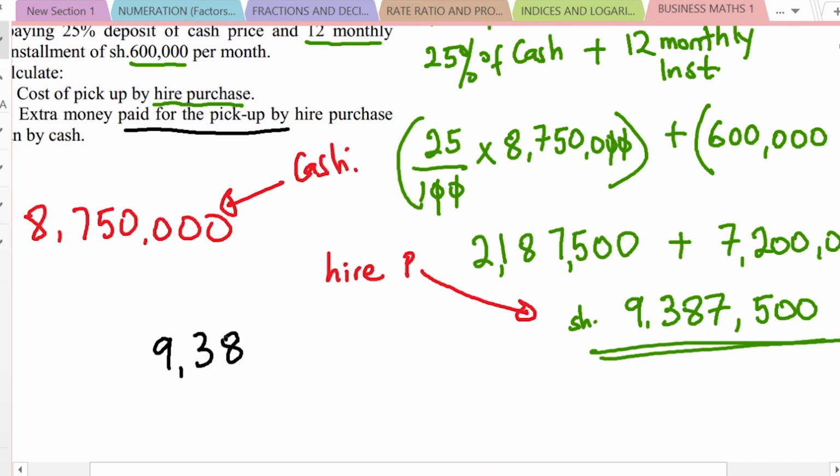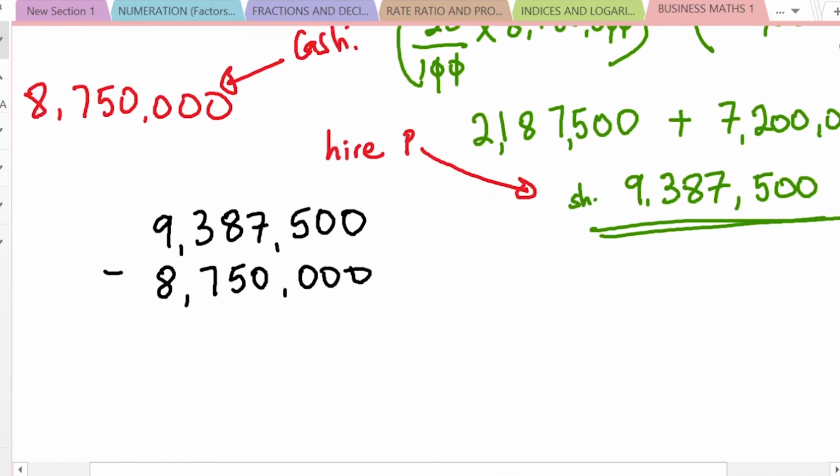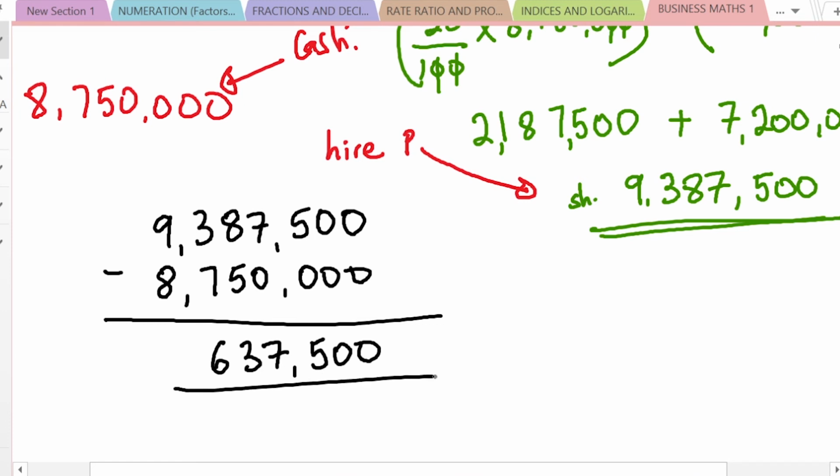To find the extra money paid because you used hire purchase, we are going to simply subtract those two figures. So it's the hire purchase price, 9,387,500, minus the money you would have paid if you had bought by cash, which is 8,750,000. When you subtract those two, you end up with 637,500. This is the extra cash you would pay if you had used hire purchase instead. Moving on.